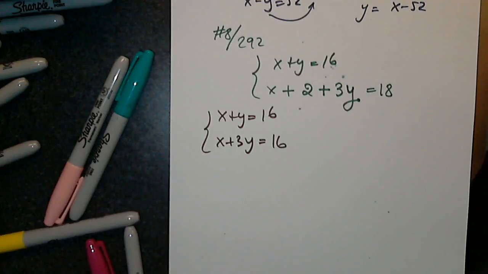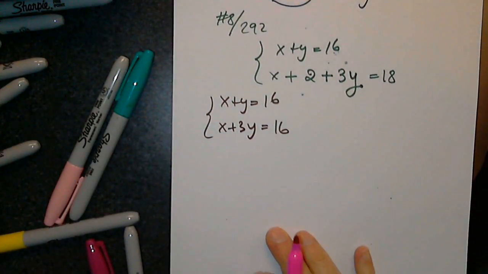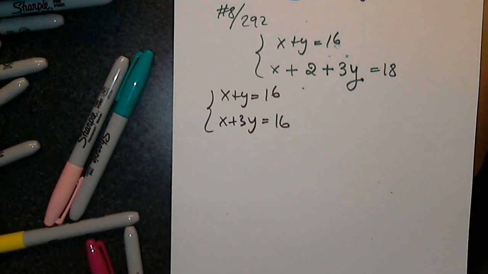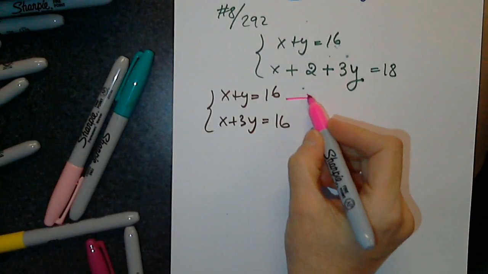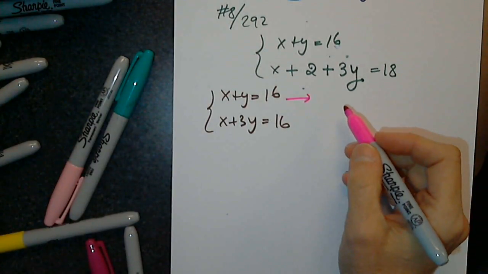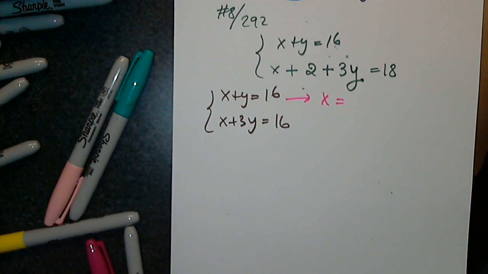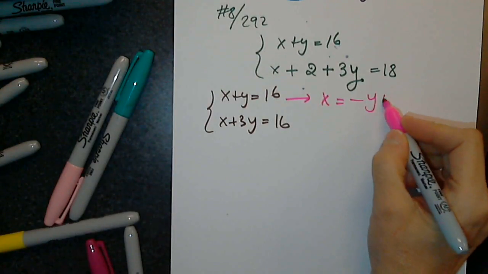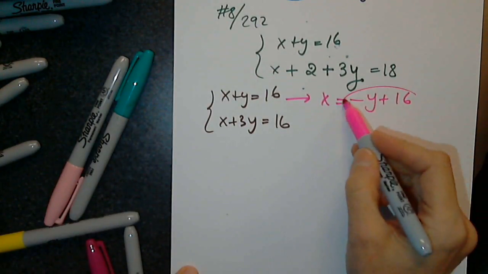In order to avoid what I encountered a few minutes ago, I am going to solve it by substitution now. So, which one do we want to solve for? For x. Perfect. So again, it's negative y plus 16. What do I do with this?